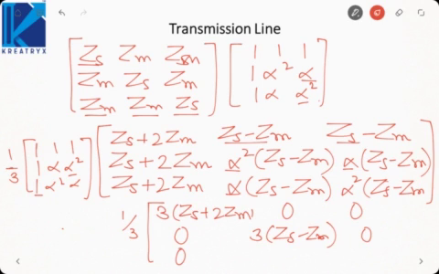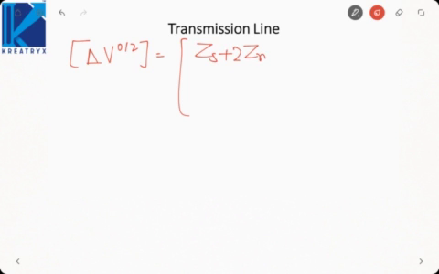Then 1 into Zs minus Zm, alpha raised to the power 4 into Zs minus Zm, that is alpha Zs minus Zm, alpha square Zs minus Zm, 0. Then 1 into Zs minus Zm, alpha cube into Zs minus Zm, alpha cube into Zs minus Zm, that is 3 times Zs minus Zm. Now this 3 can be taken out common. So this matrix will become delta V0, 1, 2, Zs plus 2Zm, 0, 0, Zs minus Zm, 0.